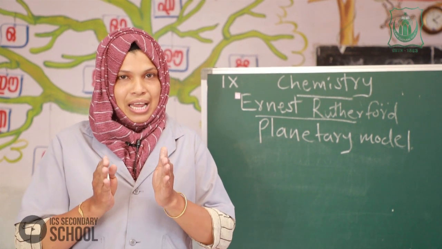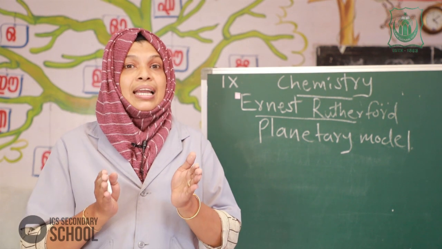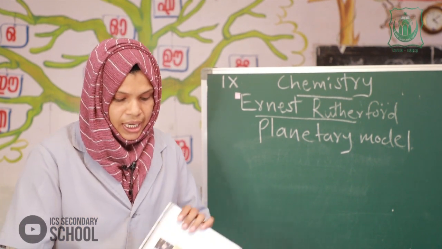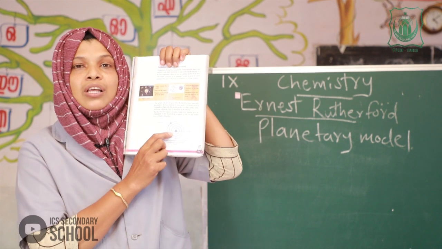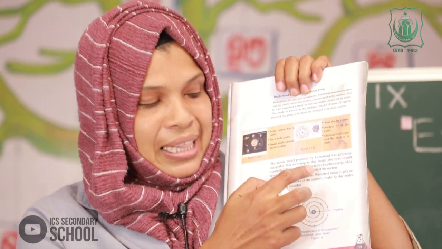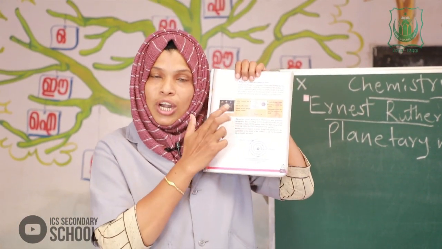On the basis of this model, electrons should collapse into the nucleus as they lose their energy while revolving within the field of the nucleus. Look here, this picture indicates the Rutherford planetary model and its limitations. Electrons revolve around the nucleus. As they lose their energy, at last the electrons should collapse into the nucleus. But in the case of an atom, this does not happen.